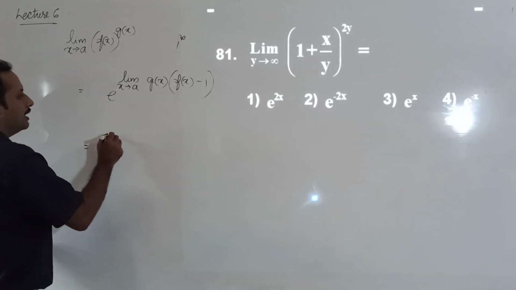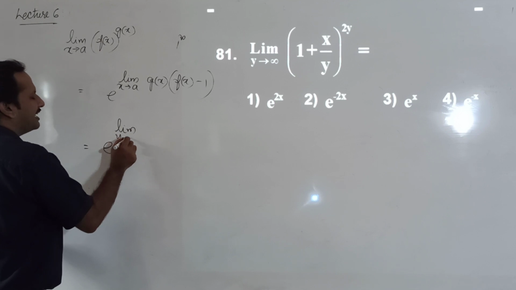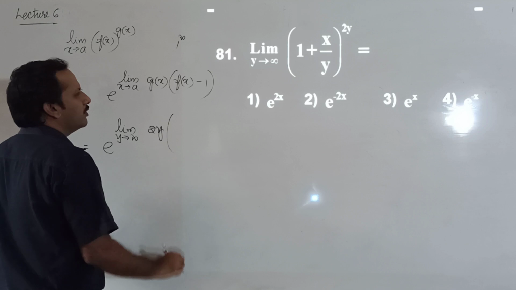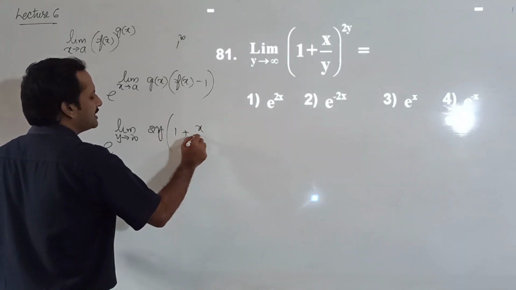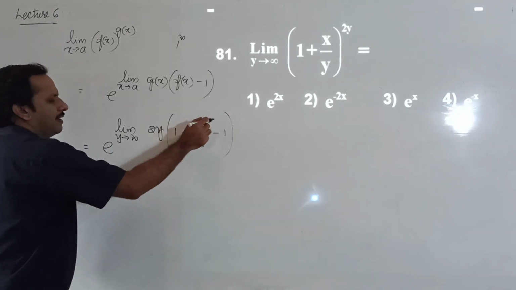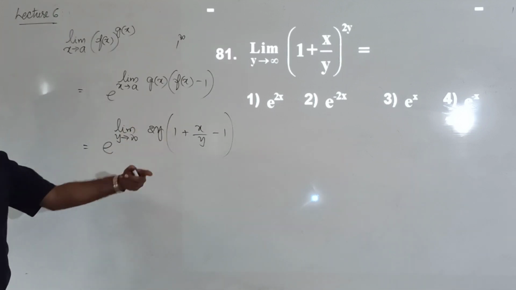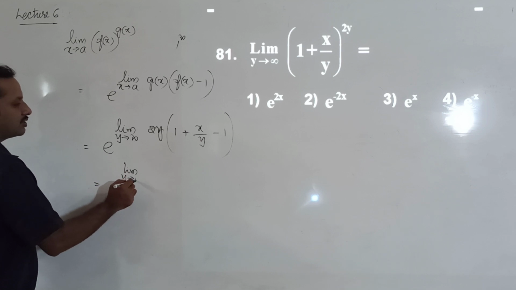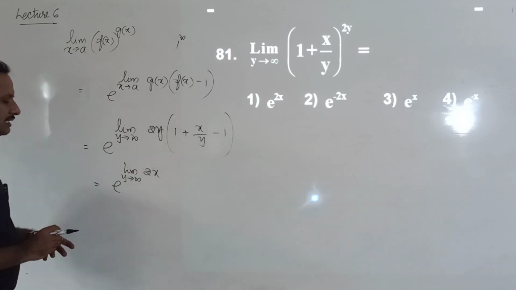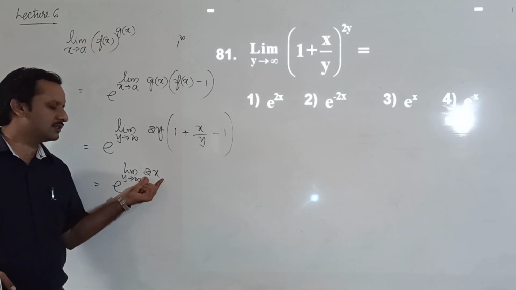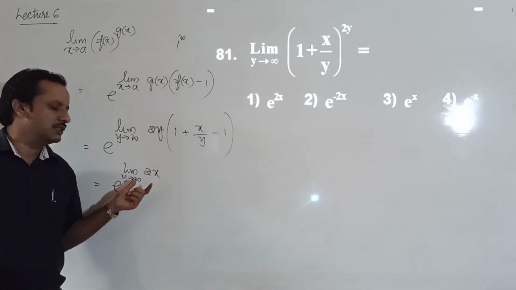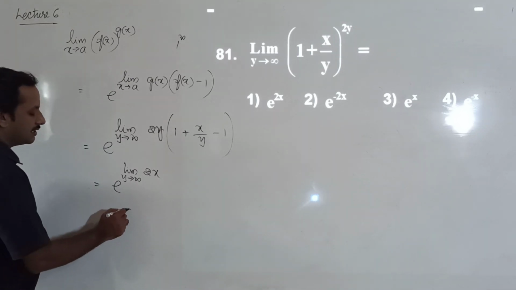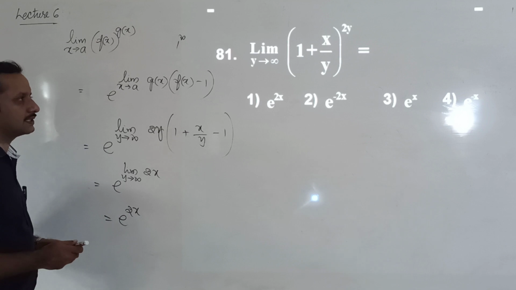This is equal to e to the power limit y tends to infinity g of x. G of x means 2y into f of x minus 1. 1 plus x by y minus 1. 1 gets cancelled. X by y will remain. Y gets cancelled. So we have e power limit y tends to infinity 2x. See here, y is tending to infinity, so x will be treated as constant. So when y tends to infinity, 2x will remain as 2x only. Hence, the answer is e power 2x.